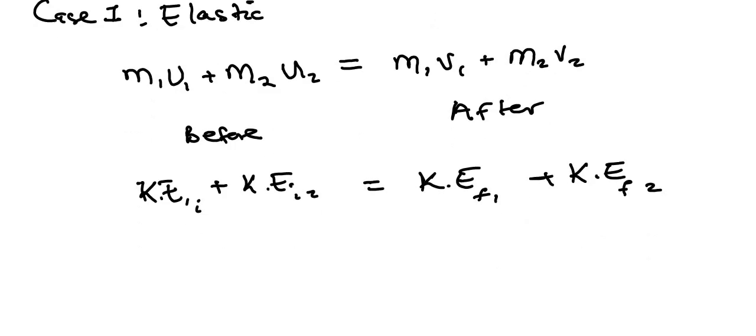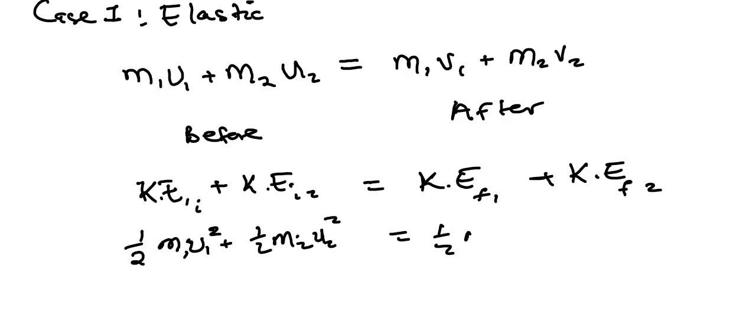Now you know how the kinetic energy formula looks. It is half m1 u1 squared plus half m2 u2 squared is equal to half m1 v1 squared, plus half m2 v2 squared. Now there is a half throughout, so to lessen the burden, they don't write the half. So don't be shocked if you see an equation that looks like this.